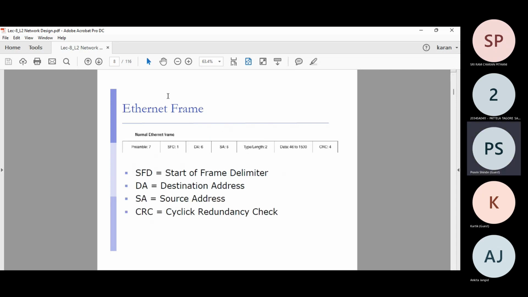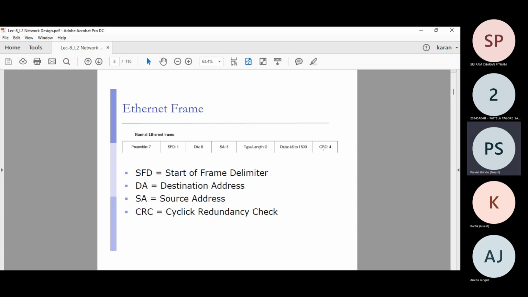See the Ethernet frame: SFD, destination address, source address, and cyclic redundancy check. So the first is the preamble, 7 bytes, SFD, then DA 6 bytes destination address, source address, type/length, data. What is the data? 46 to 1500 bytes. This is the maximum transmission unit, MTU. You know about MTU. Then the last one is the CRC.